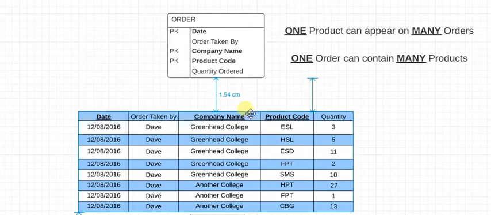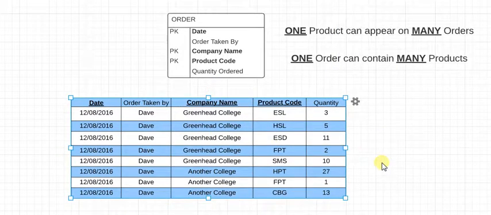Okay, so now we're in second normal form, and we were just looking at the relationships, and order is causing us a problem. You can see that in this table here. This is an order table, and you can see that for the order for Greenhead College for the 12th to the 8th, there's actually more than one line. There are 5 lines in here, but they've got different product codes.